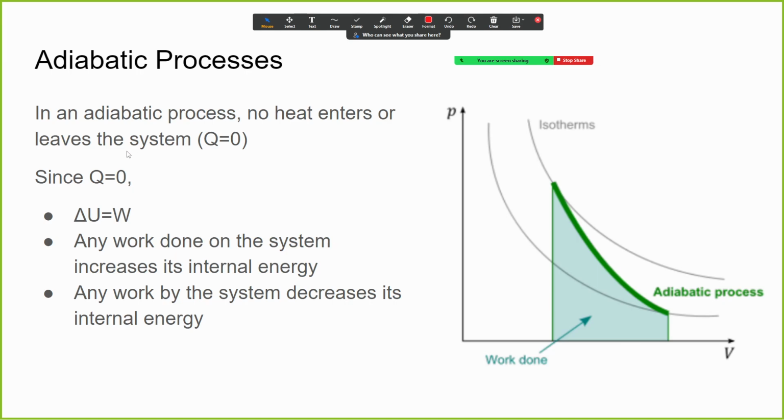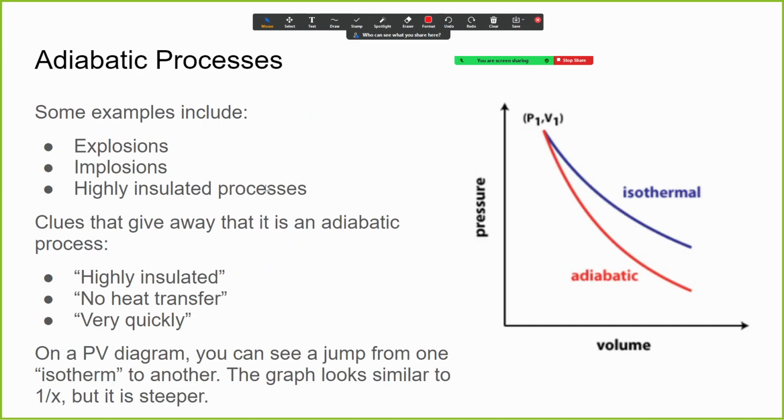One of the hardest parts about an adiabatic process is that it almost looks like a 1 over x graph, but it's really not, and I'll show you on the next slide. On a PV diagram, you could definitely see a jump from one isotherm to another. It's not really a jump. It looks like 1 over x, but the graph is quite a bit steeper. So if you're really struggling with this, I encourage you to make sure you really know what 1 over x looks like if you were to put it in a calculator.